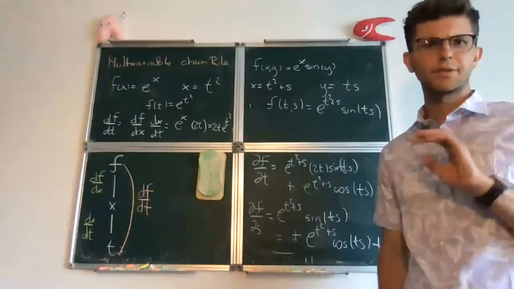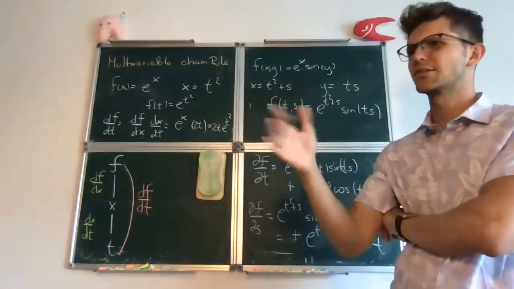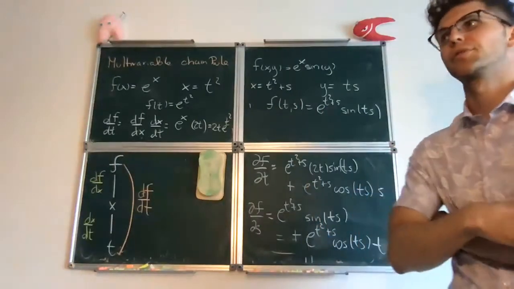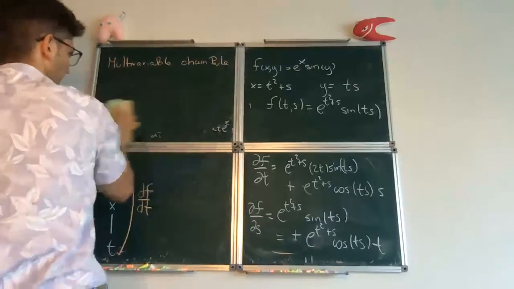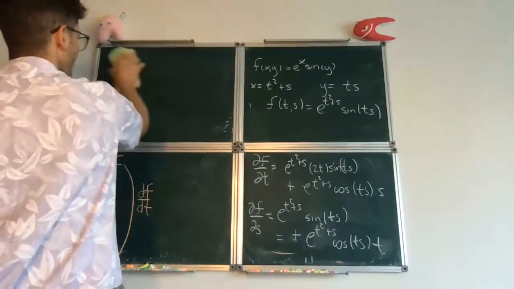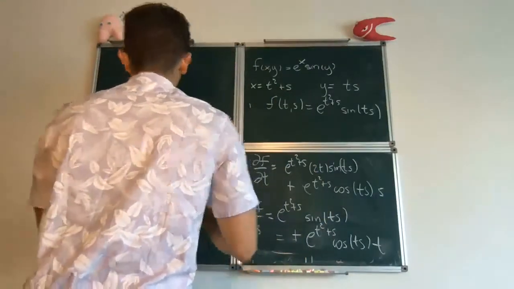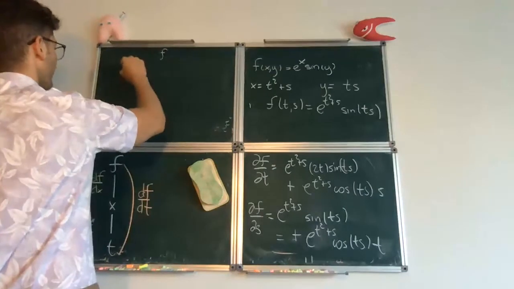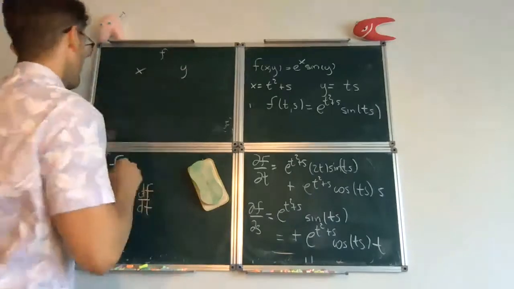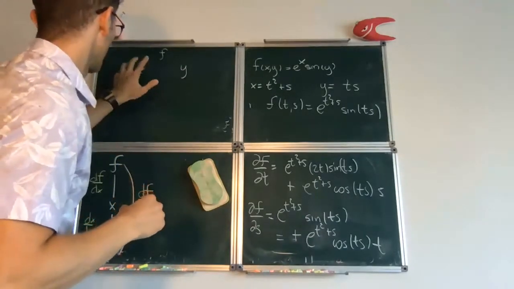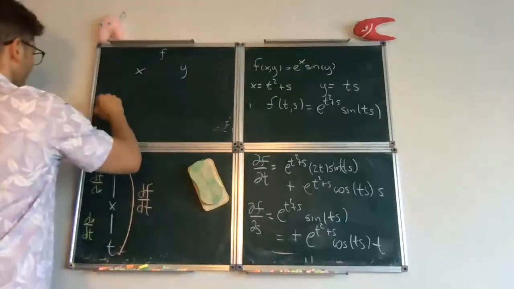Now I'll explain to you how to find this from the perspective of the diagram. Sometimes these are known as tree diagrams, or just the multivariable chain rule, but it's the same principle as the one that was happening here. So f a priori depends on two variables. The immediate dependence of f is on the variables x and y, but then the secondary dependence is on the variables t and s, just because each of these depends on t and s.